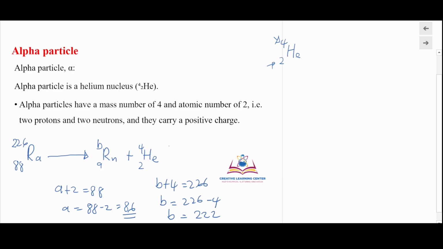Therefore, my radium, in the given reaction, turns out to be Ra, 226, 88, giving us radon, which is now 222, whereas this one is 86, plus our particle which is being emitted, our alpha particle, which is helium, He 4, 2. Basically, that's what happens in our reaction. This compound here is unstable, and is trying to attain stability by releasing some of its particles to form a new particle.